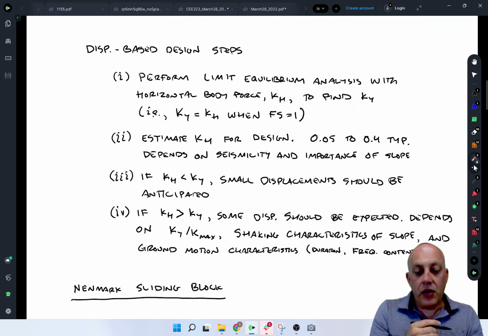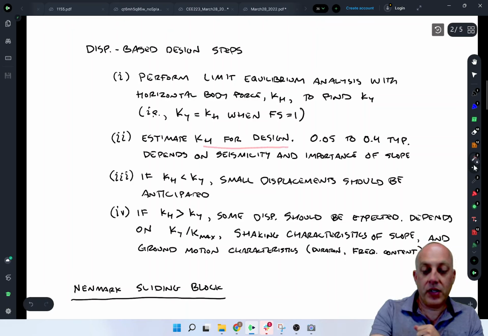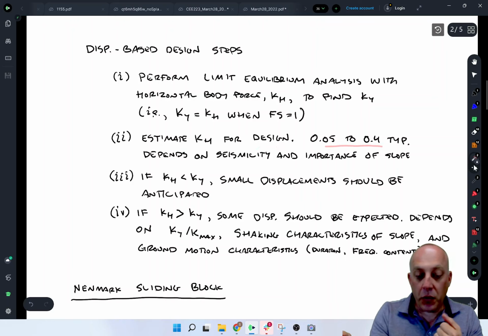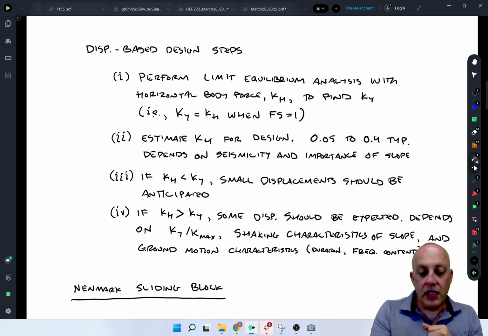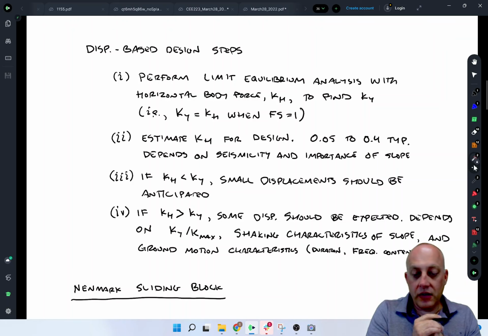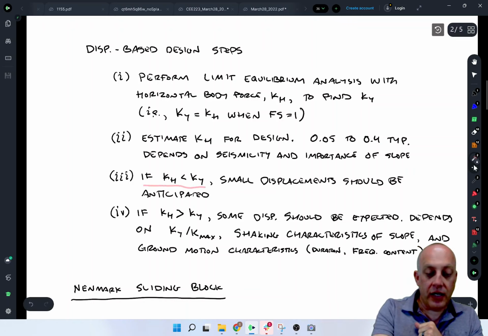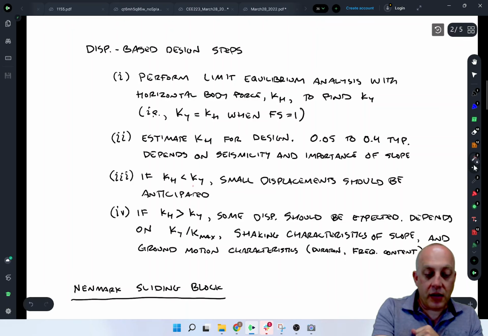All right, then we know ky and we know how much the actual demand is, right? So now we have to estimate kh for design. This is usually 0.05 to 0.4 typically, depends on seismicity and the importance of the slope. Here in LA, we might tend more toward these higher numbers, being near highly seismic faults. Okay, if kh is less than ky, then small displacements should be anticipated. What this means is that the demand is less than the capacity.